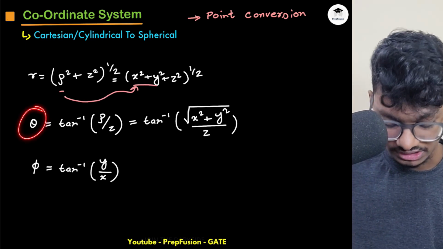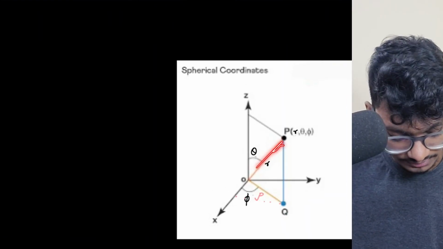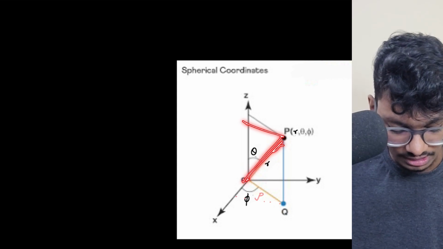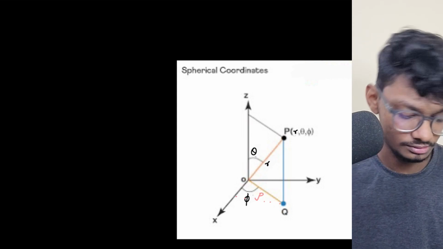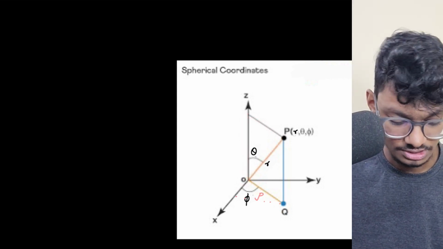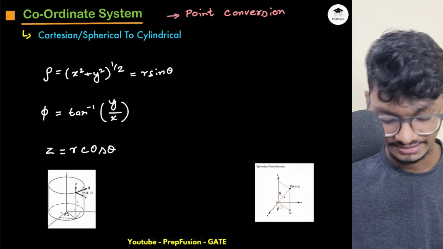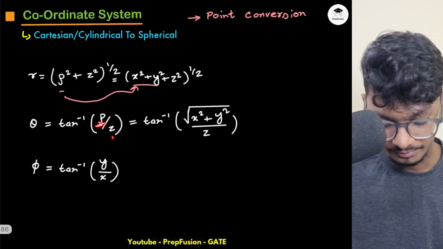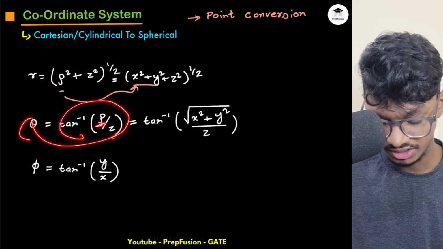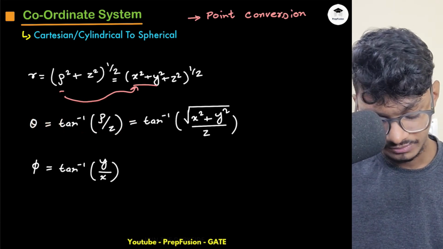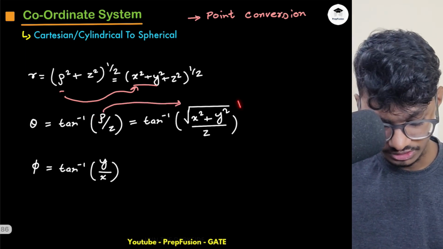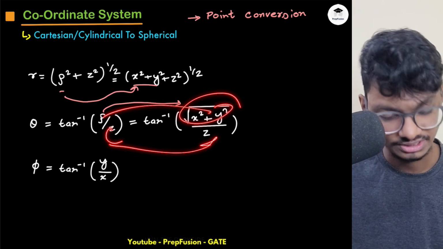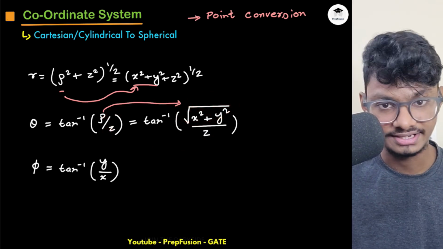Then what about the theta? Now theta, again this is a triangle: this is rho, this is r, and this is theta. Again, what is height upon base? Height is rho, base is z, so height upon base, and tan inverse of that will give me simply the angle theta. And rho is again x square plus y square under root, that I replace, and z is simply z, from Cartesian to cylindrical.